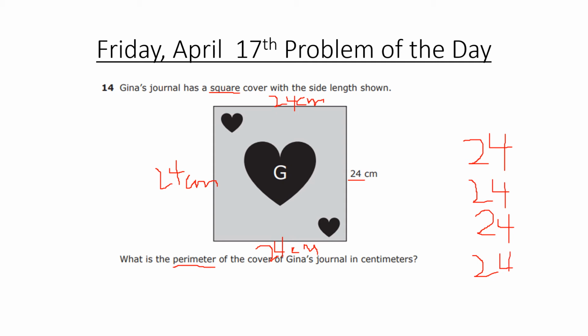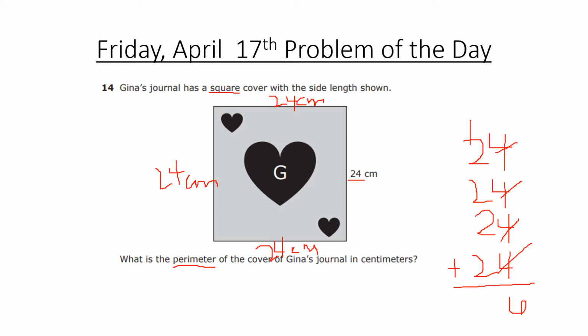As you can see, I've made sure that all of my ones places are lined up and all of my tens places are lined up, so that when I go to add, I won't make any mistakes. Okay, so starting from the ones place, 4 plus 4 is 8. 8 plus 4 is 12. 12 plus 4 is 16. So put my 6 down, put my 1 at the top.